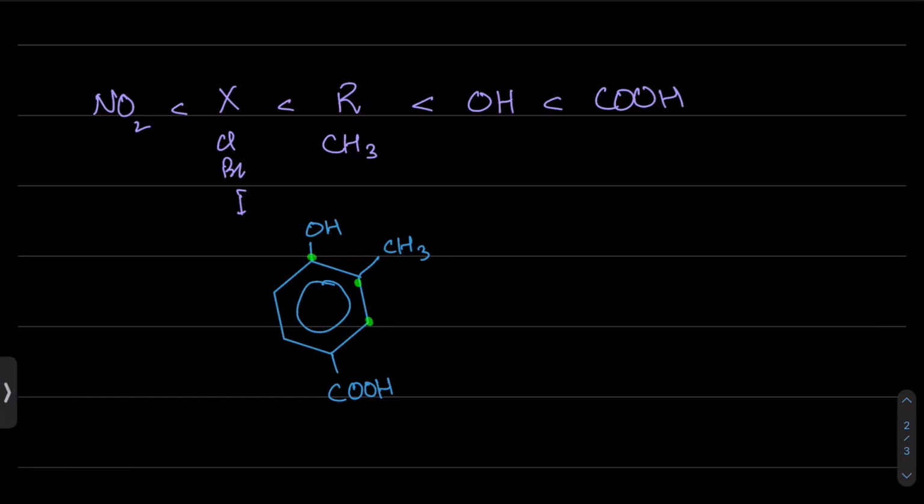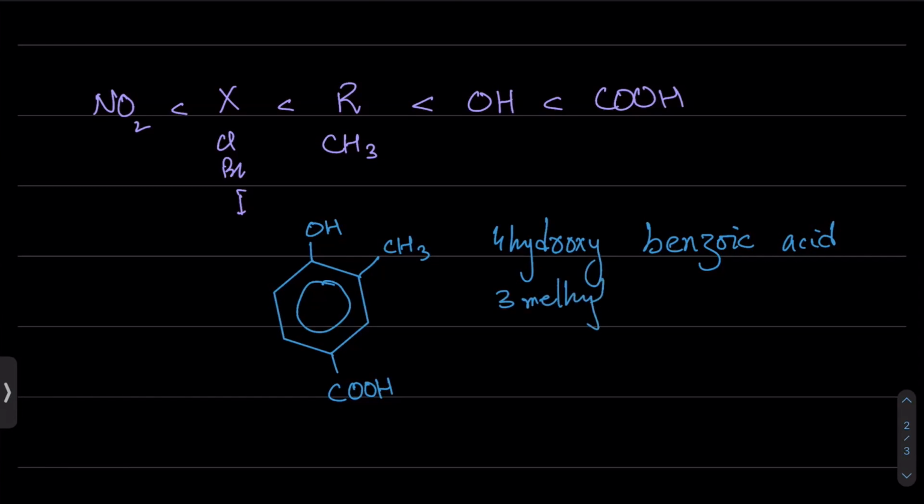Why is this second? Because if I come from this side there will be bigger numbers, and from this side there will be smaller numbers. We always consider the smaller numbers. So this one is now benzoic acid. And that means this is the first carbon. So it will be 4-hydroxy 3-methyl benzoic acid.